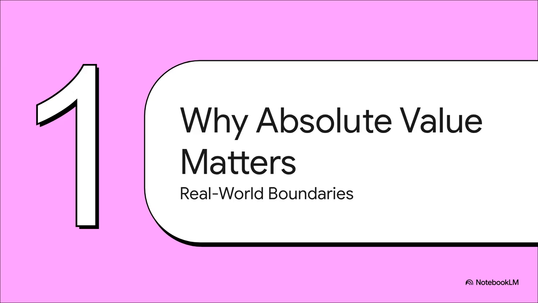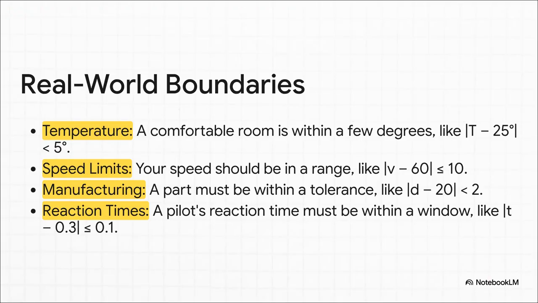But this isn't just some abstract thing from a textbook. No, it's the language we use every single day to define the acceptable ranges and boundaries that make our world work. Think about it. The thermostat in your room keeps things comfortable by staying close to a target temperature. The parts in your car have to be almost exactly the right size, with just a tiny bit of wiggle room. All these acceptable ranges are defined by absolute value.